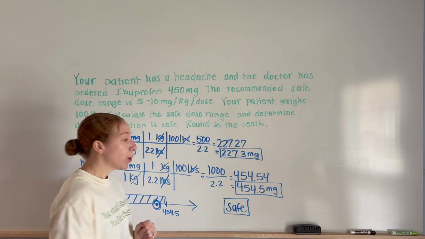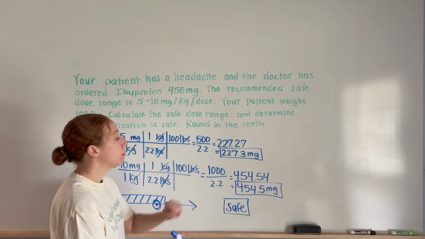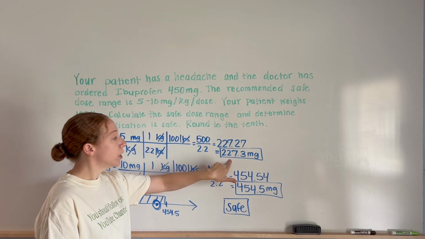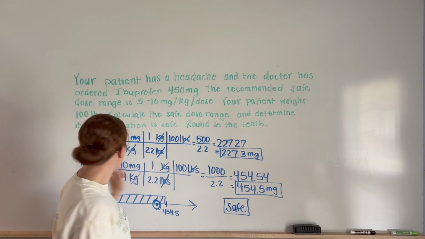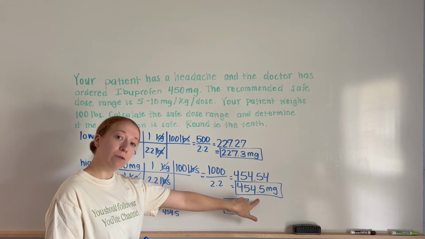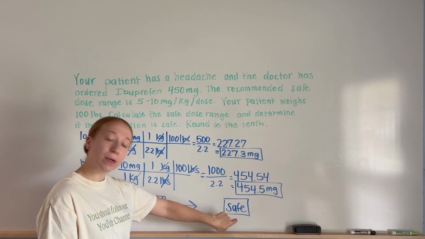So to answer this problem, you would fill in all three of these numbers. Low milligram, 227.3. Our high milligram is 454.5, and the ordered dose is safe.